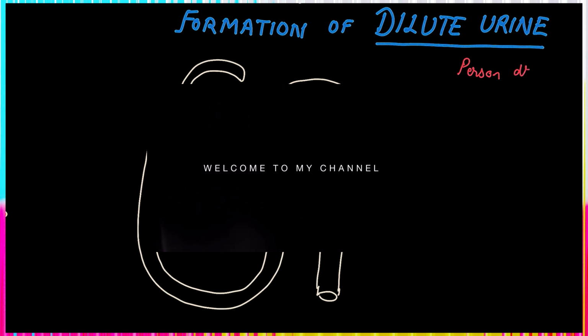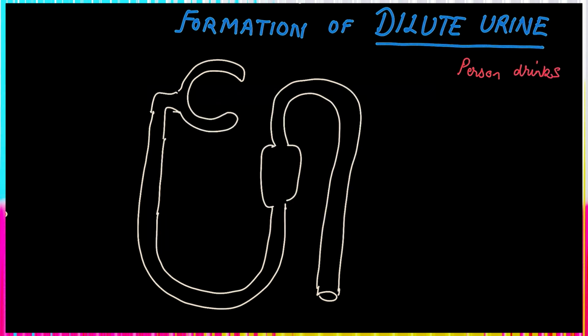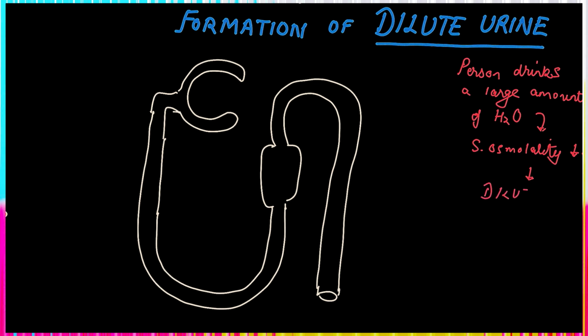This video is about formation of a dilute urine. A person needs to excrete a dilute urine, which has osmolarity less than that of plasma, less than 300 milliosmoles per liter, when he or she drinks a large amount of water. And this drinking of a large amount of water occurs when the person exerts himself or herself, as after a sporting duel, or in a hot environment, or after a party.